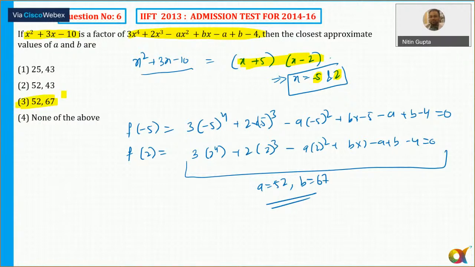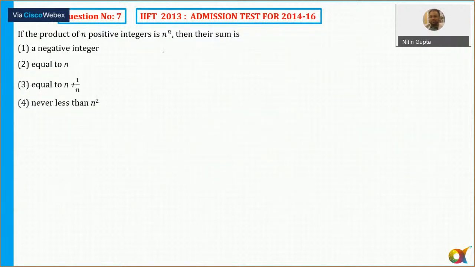Any doubts to anyone now? Can I move to the next question? Okay, so let's move ahead to the next question. Now, this is a very interesting question here.